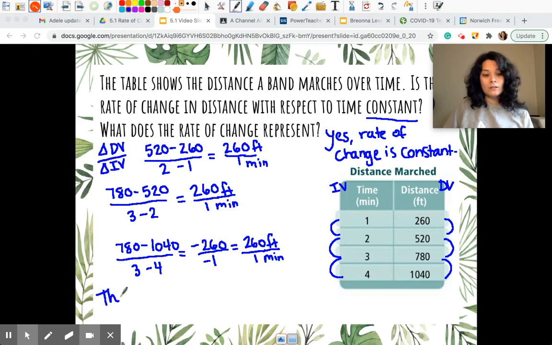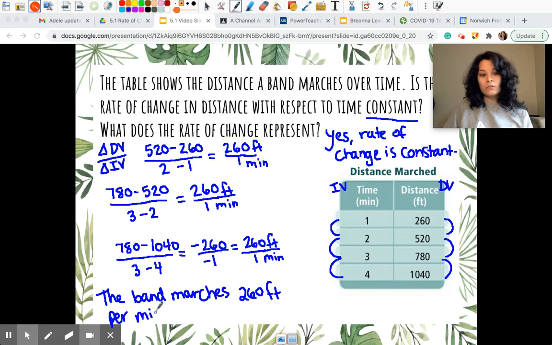This is what I can write for what the rate of change represents. The band marches 260 feet per minute. And there are different ways to put this in words. You could also have said, per minute, singular. You could have also said that the band's speed is 260 feet per 1 minute. Every 1 minute, the band marches a distance of 260 feet.